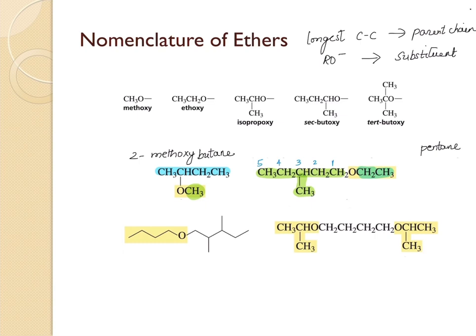and on pentane is present a methyl group on the third position, right? So it's going to be 3-methylpentane, and leaving the 3-methylpentane, the remaining group is an ethoxy group, and this ethoxy group is present on the first carbon of 3-methylpentane. So the whole name for it is going to be 1-ethoxy-3-methylpentane. Now let's go on to the next example.